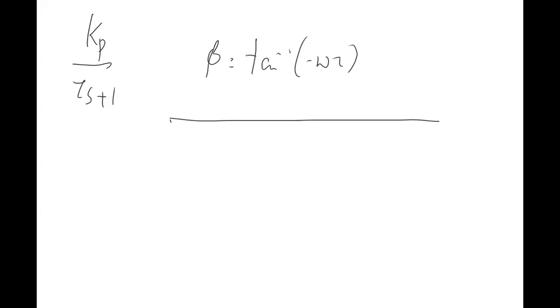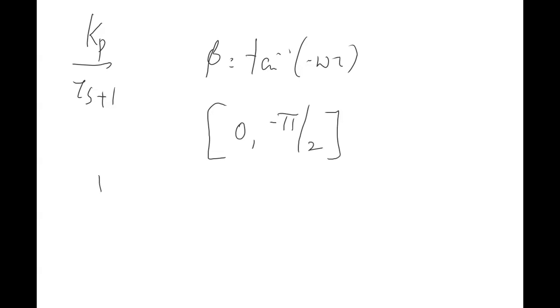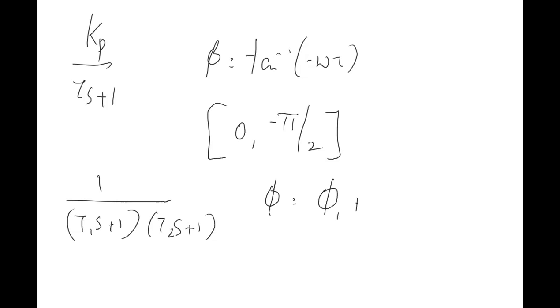Clear? So for Kp by tau s plus 1 also, the phase angle will be the same. Phase angle is tan inverse of minus omega tau. Here the plots are not important, the plots don't change. Basically, the limits are 0 to minus pi by 2. Suppose I have a second order system, 1 by (tau 1 s plus 1)(tau 2 s plus 1). Then the phase angle is the sum of both the phase angles. The limits then become 0 to minus pi.